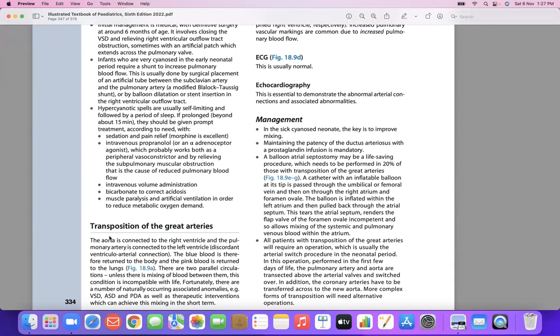Okay, now we have to continue with the transposition of great arteries. Just 2 minutes, we will continue.